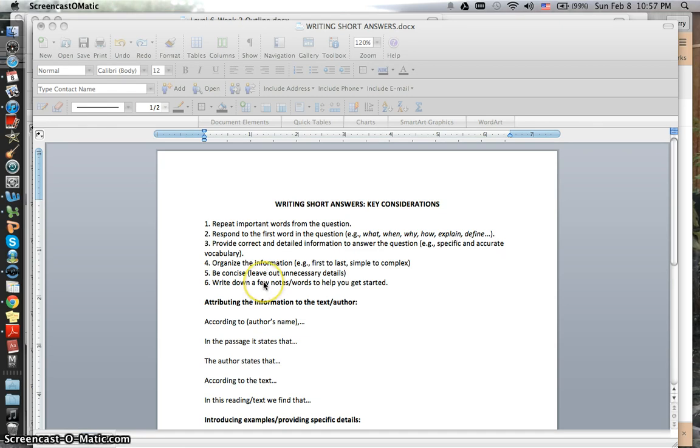Okay. The fifth thing on here is to be concise. And that just means to leave out any unnecessary details. You want to get to the point. And lastly, write down some notes or words to help you get started. This is just a strategy to help you kind of brainstorm some ideas before you write your response.